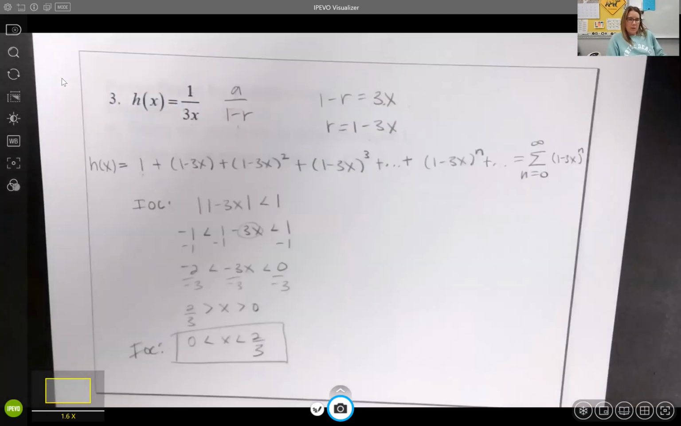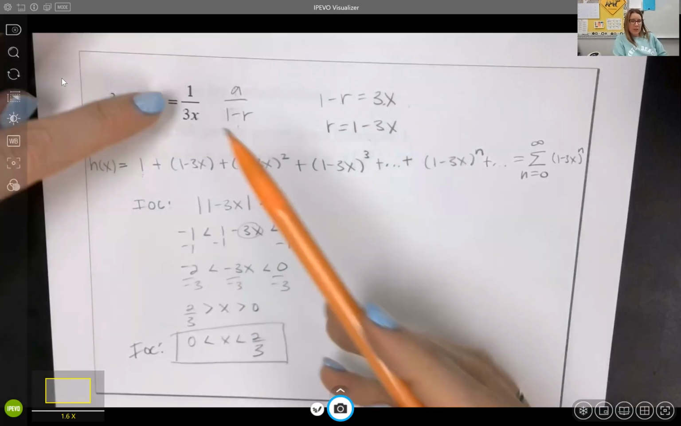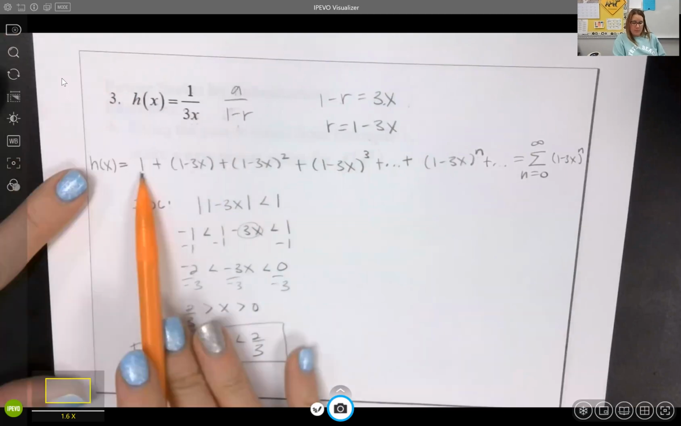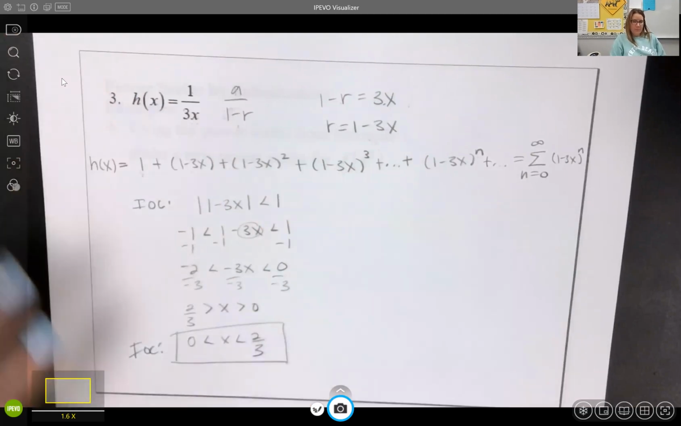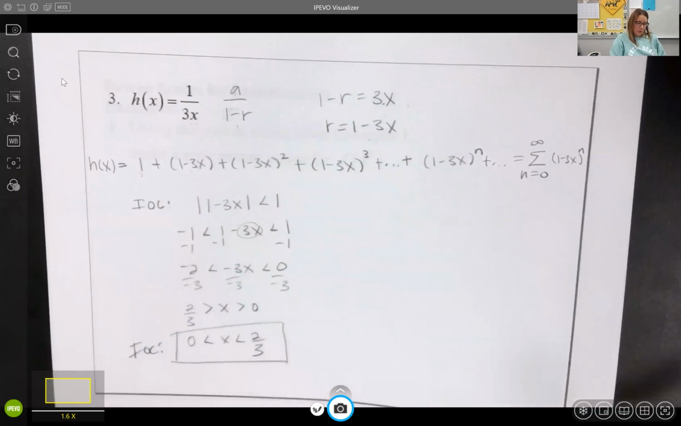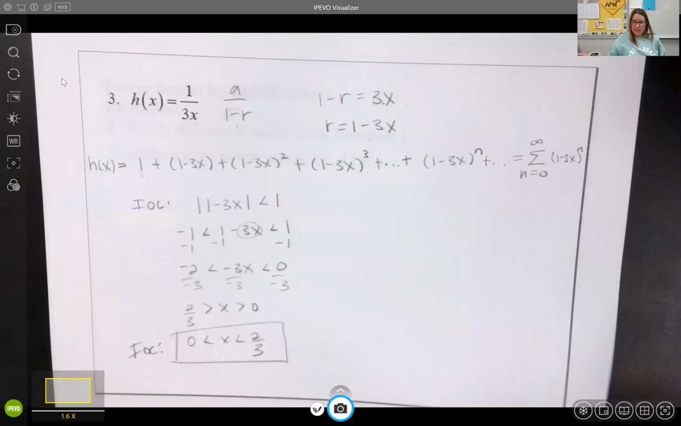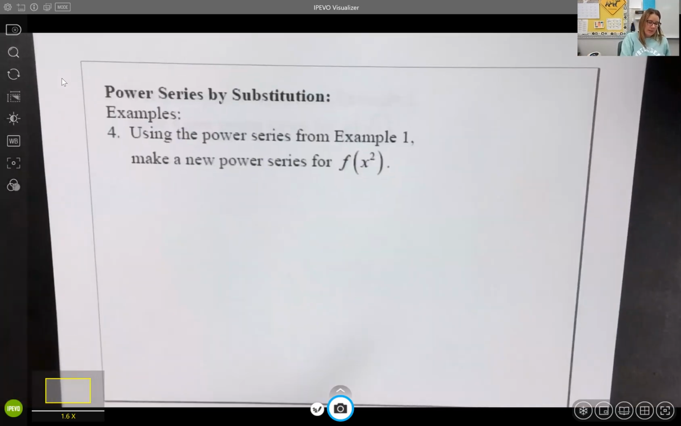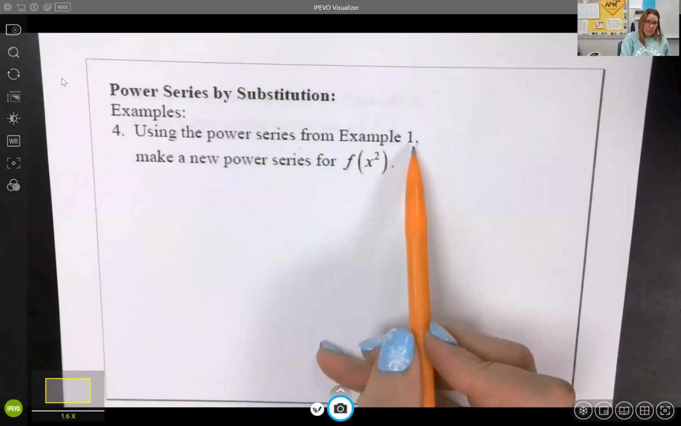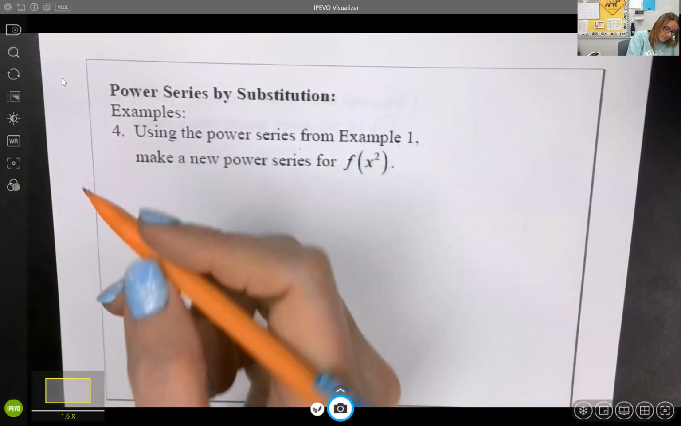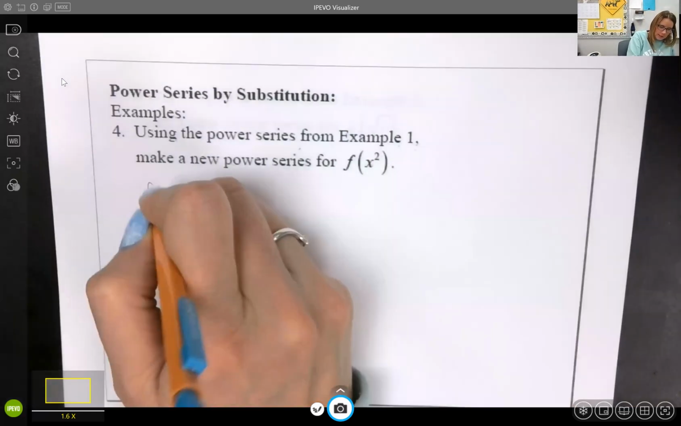Okay, so that's the first step, is to understand how we can get a function to turn into a power series, and we can write the power series. Okay, so now we're going to take that power series and we're going to replace x and write a new power series. Okay, so this says, using the power series from example 1, make a new power series for f of x squared. So in example 1, I'll just write that out again.